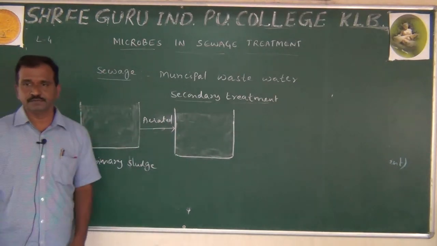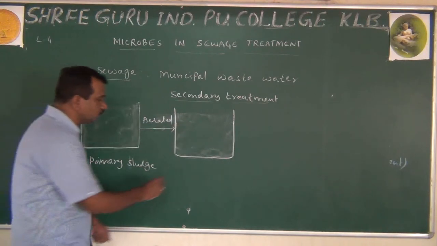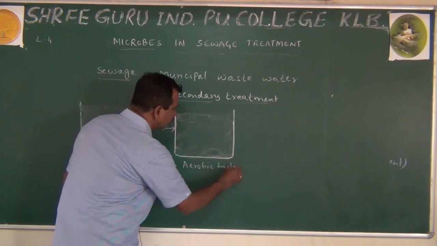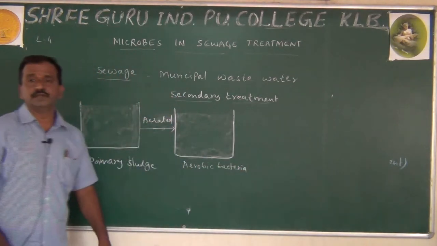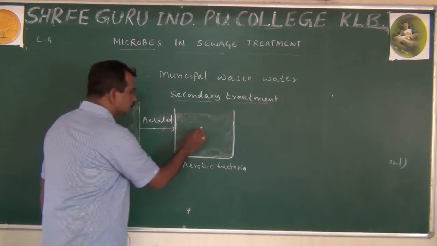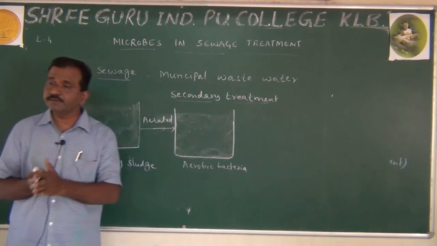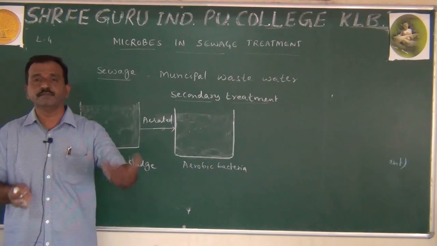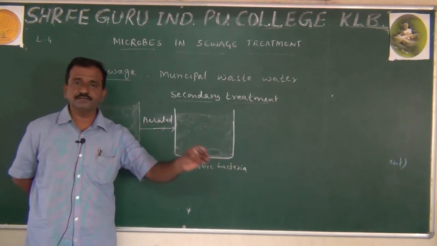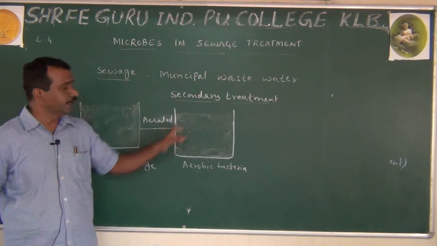Why? Because aerobic bacteria have to be grown here. An enormous amount of aerobic bacteria has to be grown in this tank. These microorganisms may consist of fungal filaments, protozoans and bacteria. All of them are found in this region. So different kinds of aerobic microorganisms exist in the aerated tank.